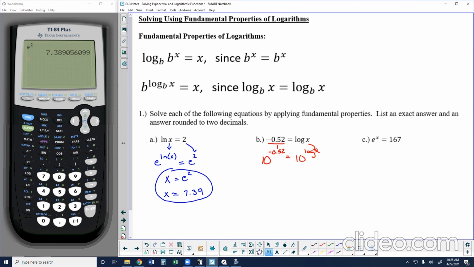So I'm taking that negative 0.52 and making that the exponent of base 10. Again, I chose base 10 because that is the base of the logarithm. On the right side of the equation, the 10 as the base of an exponent and log base 10 are going to undo each other's operations, leaving us with just x. So x in this case would equal exactly 10 to the negative 0.52 power, which we can go to the calculator and evaluate to get an estimated or rounded answer.